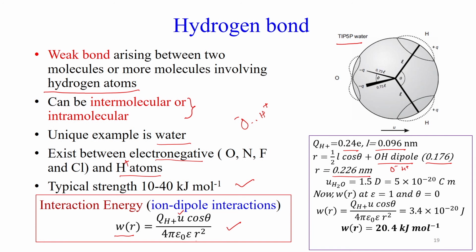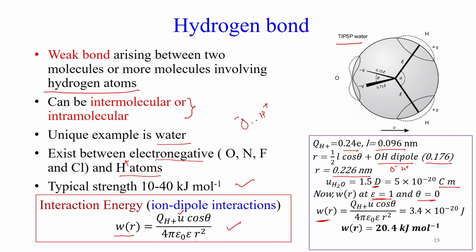Now, we also need the value of the dipole moment of water. The dipole moment of water is 1.5 D. D is the Debye, as I discussed; the dipole moment is reported in terms of D. If you put the value of D, we get the dipole moment of water as 5 into 10 to the power minus 20 coulomb meter. Now, let us consider vacuum. For vacuum, we take epsilon as 1, and as we have taken this linear distance R, we put theta equal to 0.